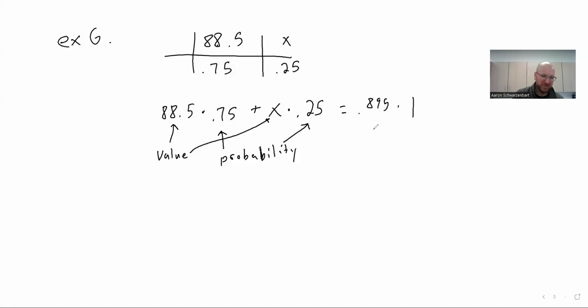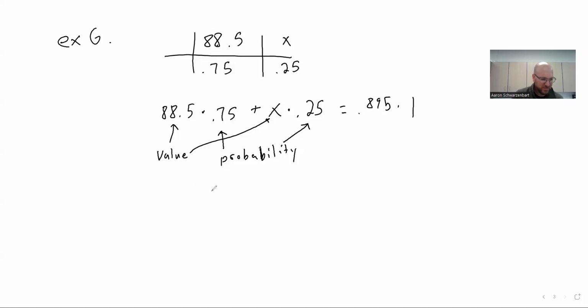Now, when they showed in the book, they take this percentage and divide it by 0.75 plus 0.25. We talked earlier in the chapter about probabilities. The probabilities always have to add up to 1. So dividing by 1 doesn't do anything.